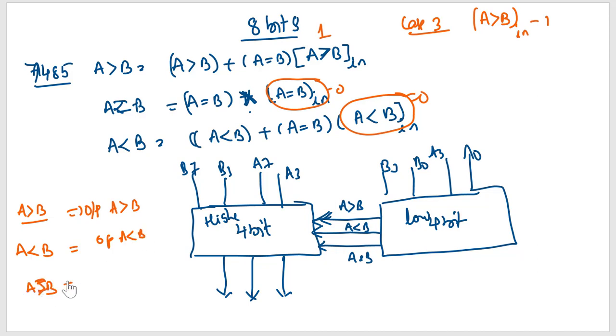Now in this case, if you look at here, this will be 1, but this is already 0, and this is also 0, and this is 1, and this is also 1. That means you are going to get A greater than B. So this is how you are going to get the expressions in case of IC 7485.